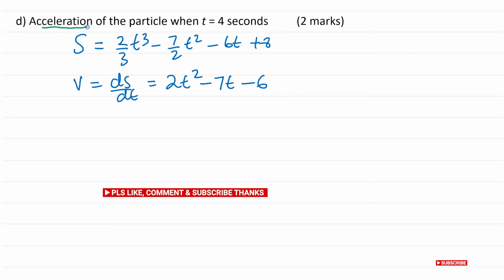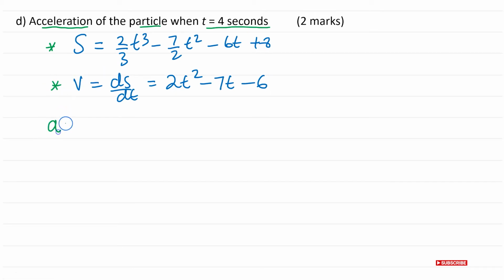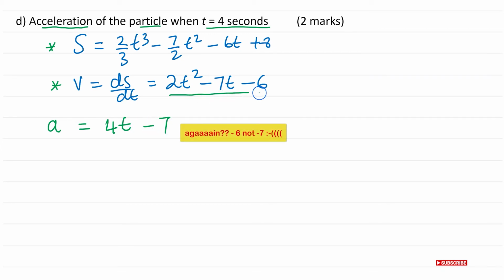All right, guys, now we're doing part D. We're asked to find acceleration of the particle when t is equal to 4 seconds. So we were given the displacement function, we differentiated to get the velocity, and now we need acceleration. What is that going to be? Well, it's simply the change of velocity divided by the time taken, right? So what we need to do here is differentiate this velocity function to get our acceleration function, okay? So acceleration is going to be equal to the differentiated of this function. So 2t² is going to give us 4t, and 7t is just going to give us 7. Negative 7 is just going to be equal to 0.